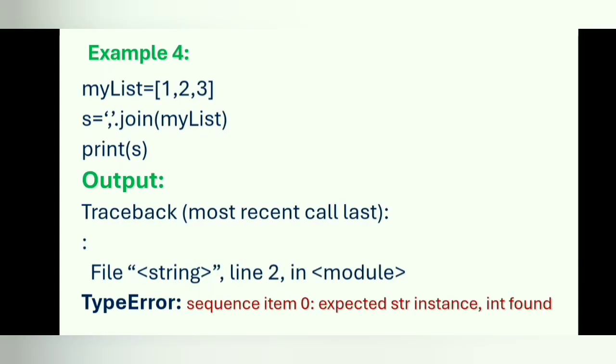Example 4. In this example, we assign a list to the variable myList. In the following statement, we apply the string join method where the iterable is a list and the comma is the string separator. The return value will be stored in the variable s. Then print(s) will print the new string. The output is TypeError because the list contains integer values. A TypeError will be raised if there are any non-string values in the iterable.